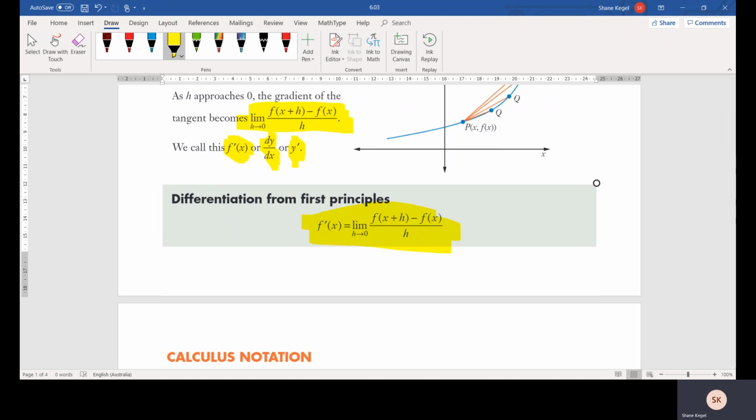So that's where we get our differentiation from first principles formula, which is this one. We're going to be using that to calculate our gradient functions when we're given our standard function. So let's have a look.